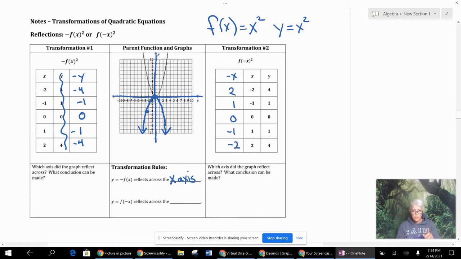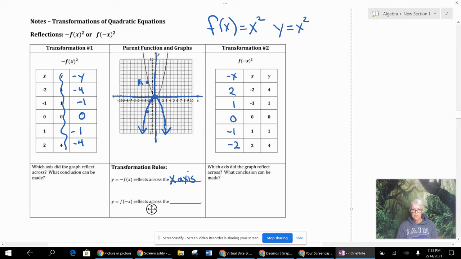Now, I want to show you something really quick because this is important for you to see. On the original parent function, I'm going to mark some points off so that you can see them. If you notice, it starts out as -2, +4. So I'm going to come over here and I'm going to do -2, +4. There's my A. That is the first point.